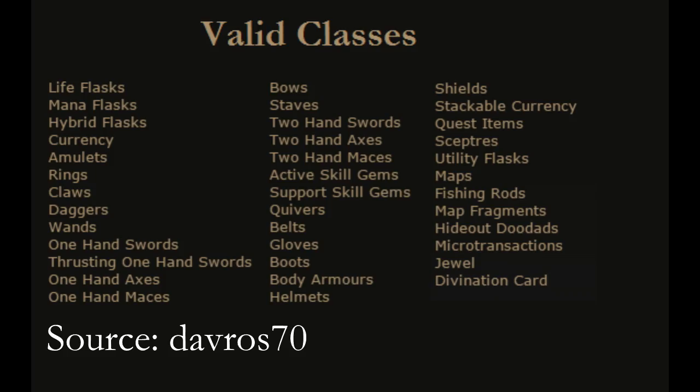Some classes of items, such as currency and divination cards, do not have a rarity, and so will naturally be excluded from any block that specifies a rarity. This also applies to sockets and quality. Specifying either will automatically exclude anything which cannot have the stated attributes, like gems if you specify sockets, or quivers if you specify quality.